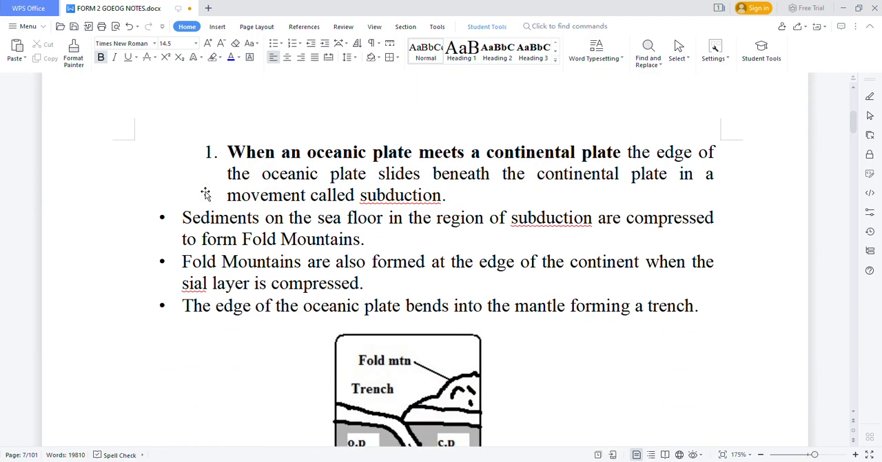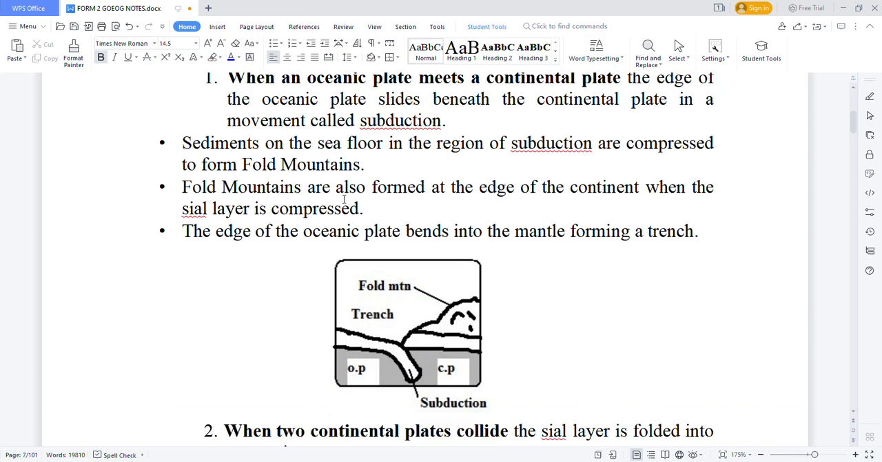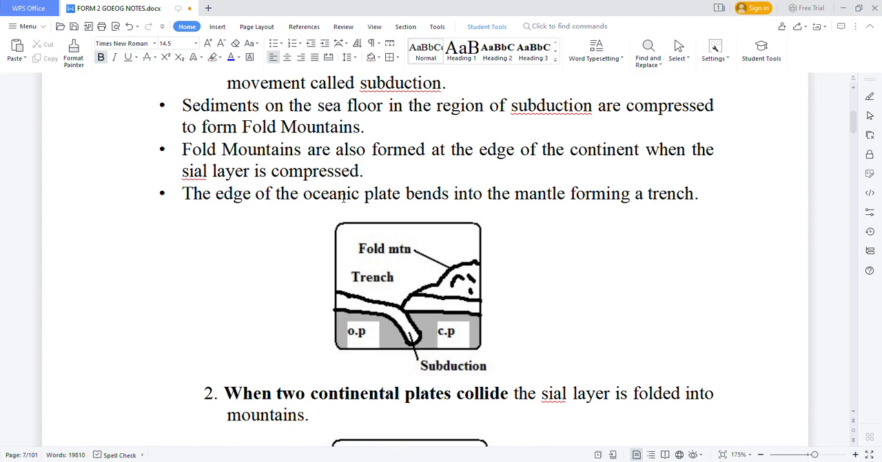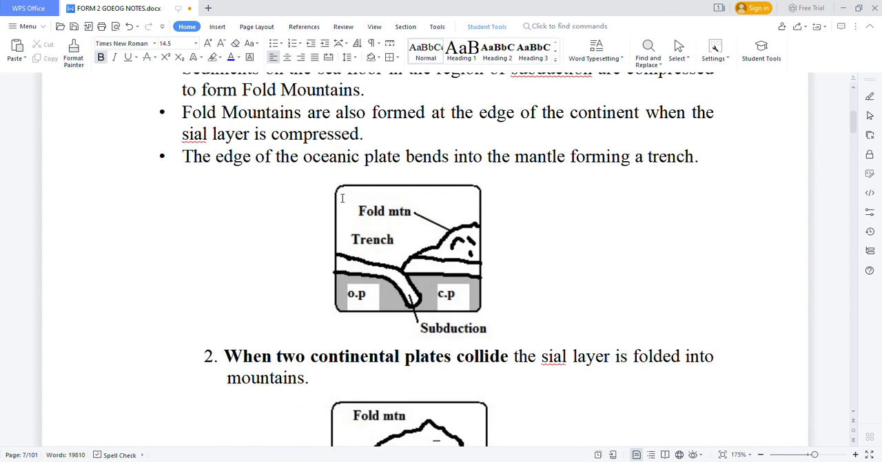When an oceanic plate meets a continental plate, the edge of the oceanic plate slides beneath the continental plate in a movement called subduction. Sediments on the sea floor in the region of subduction are compressed to form fold mountains. Fold mountains are also formed at the edge of a continent when the shear layer is compressed. The edge of the oceanic plate bends into the mantle, forming a trench.